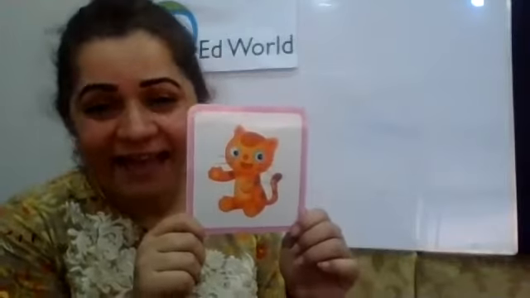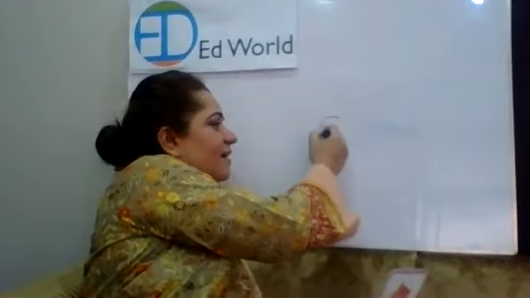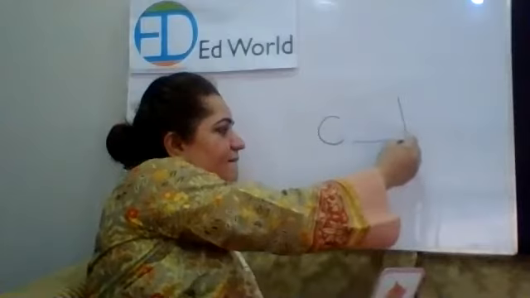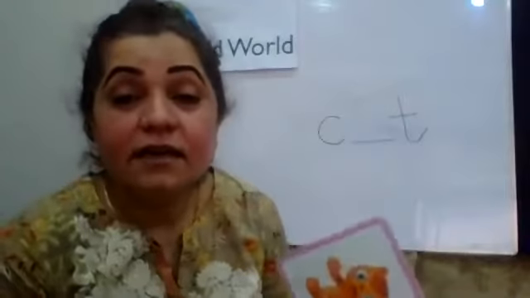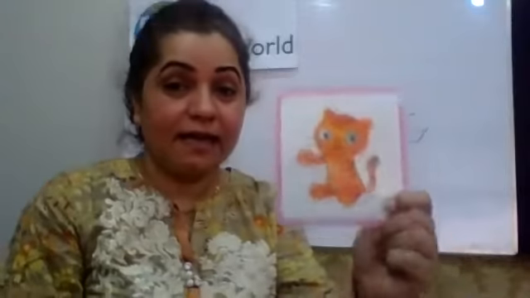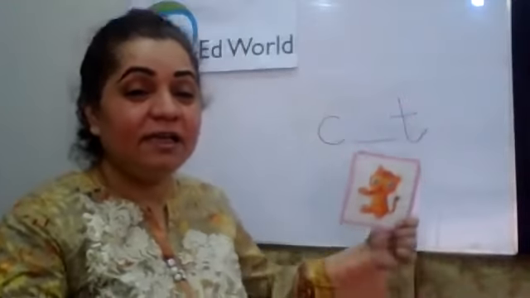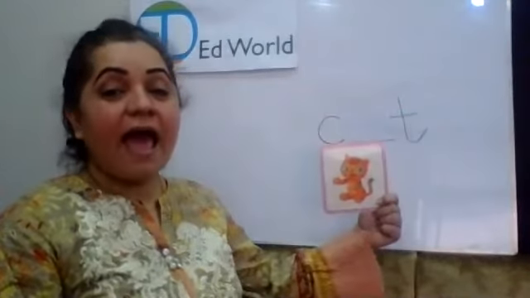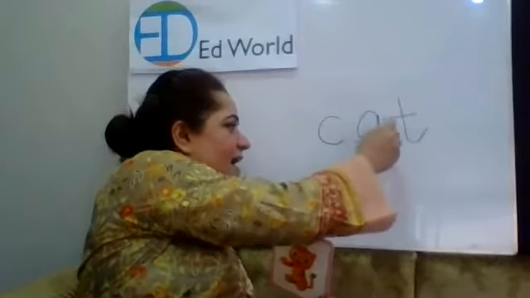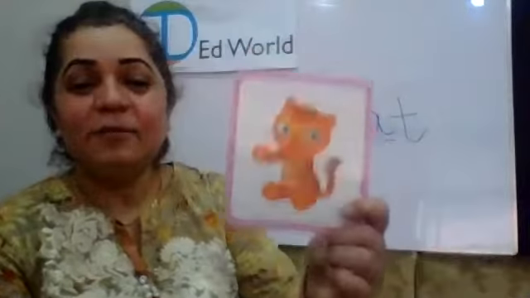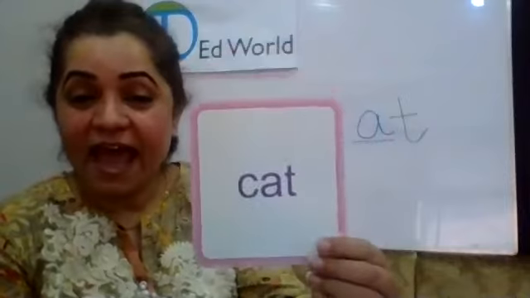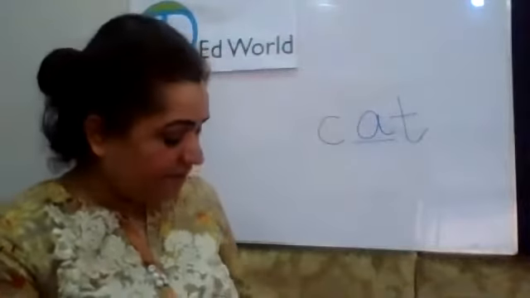Now, another picture. Cat. Yes, cat, your favorite cat. K-at, k-at, cat. What will come over here in the middle? K-at, at, yes, very good. That makes cat, C-A-T. Cat, C-A-T, cat. Very good.